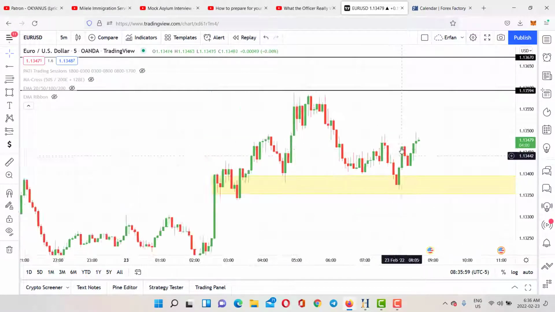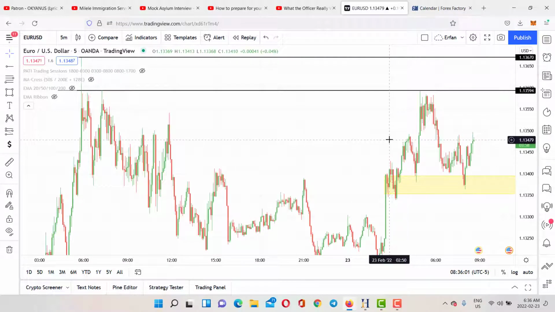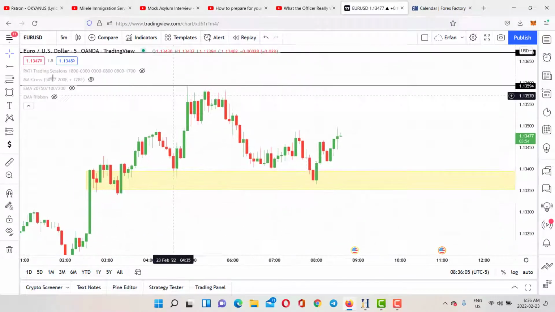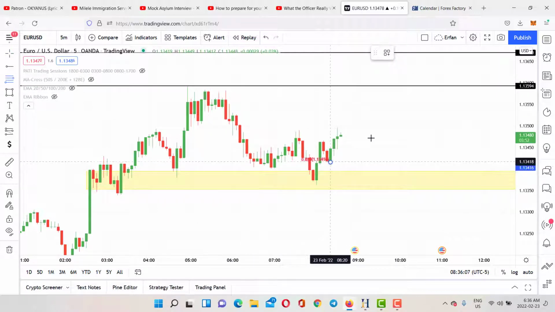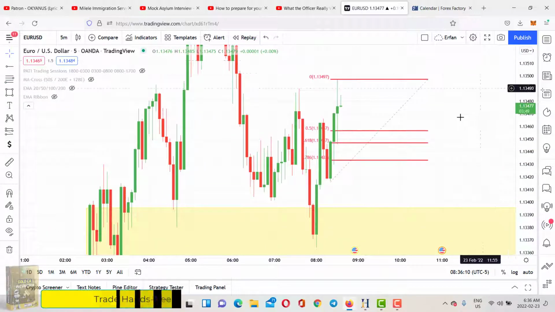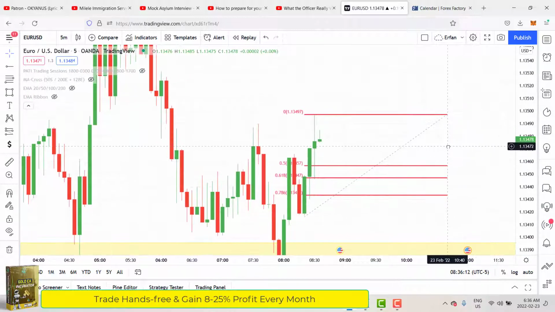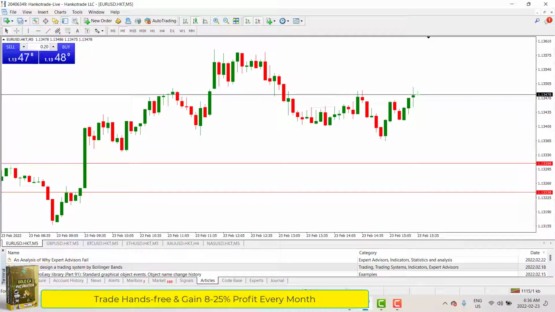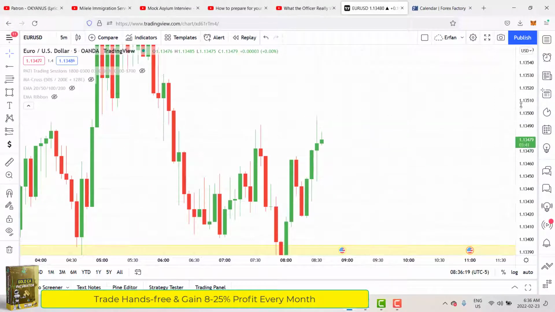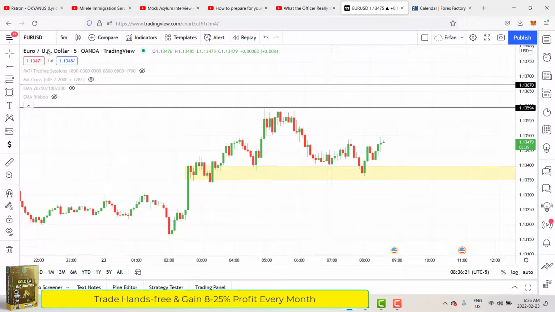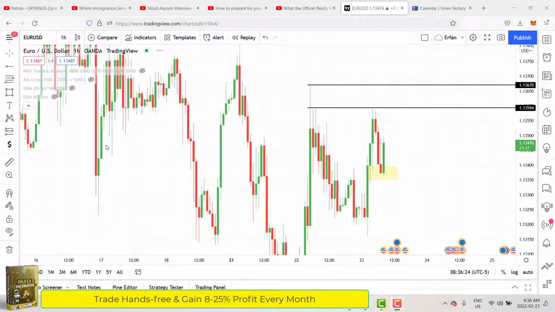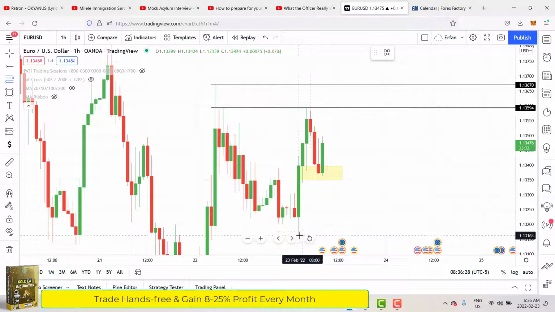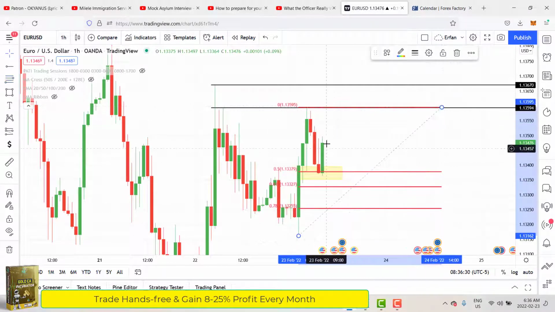I'm not going to take it like this. If I want to take it, I would do it after this breakout. Because from here to here, well, that's an interesting one. 1 hour, let's go to 1 hour. Yeah, exactly, look at this. It's a very beautiful one.